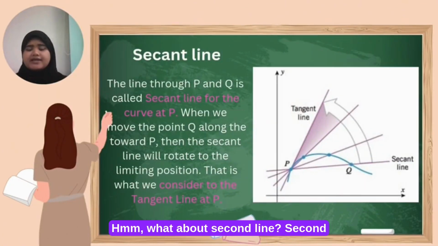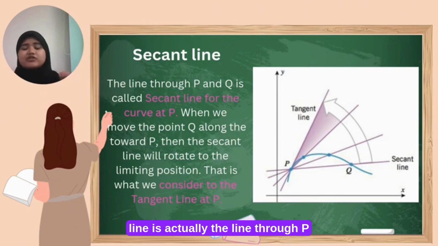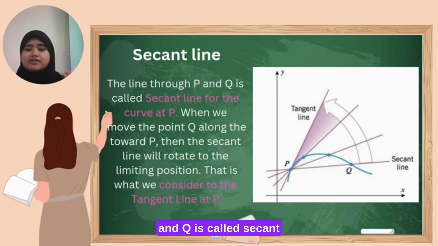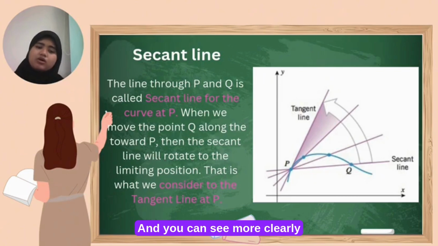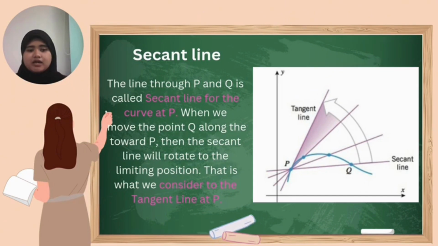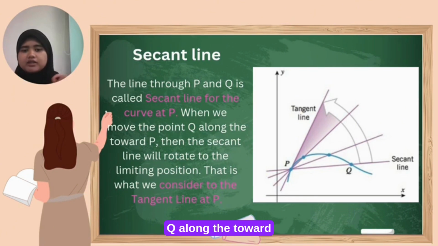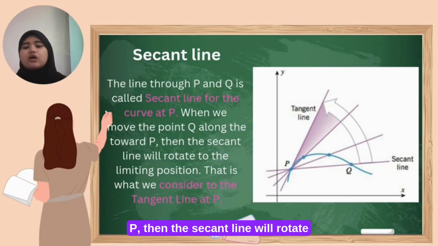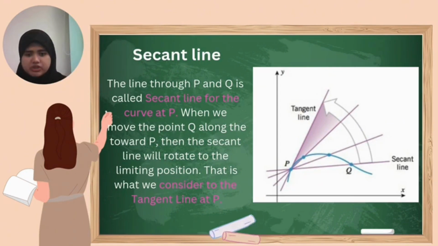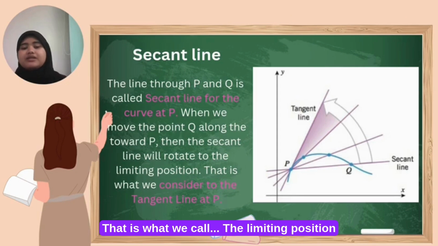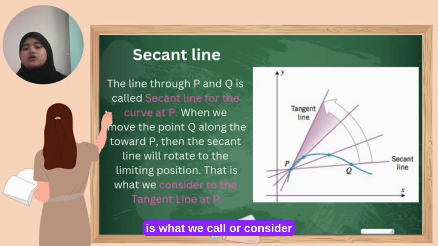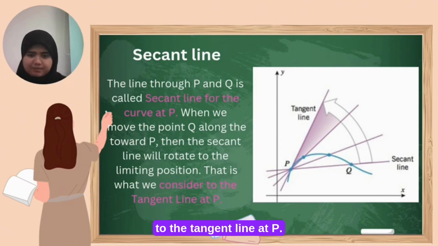What about the secant line? The line through P and Q is called a secant line for the curve at P. You can see it more clearly in the picture beside the sentence about the secant line. When we move the point Q along the curve toward P, the secant line will rotate to a limiting position. That limiting position is what we consider to be the tangent line at P.